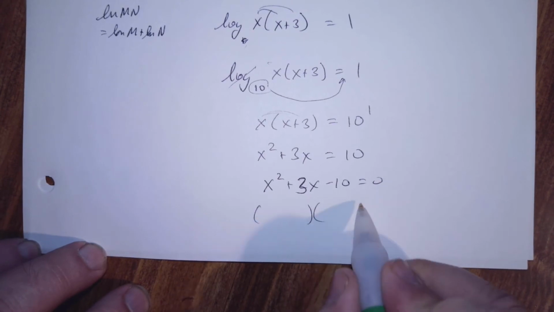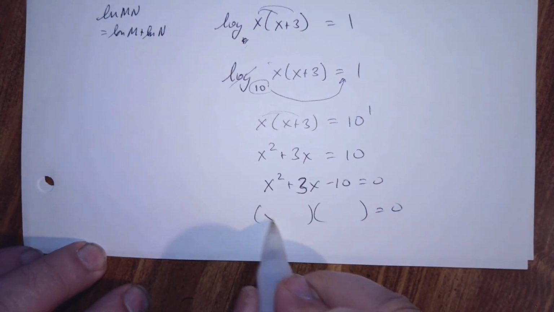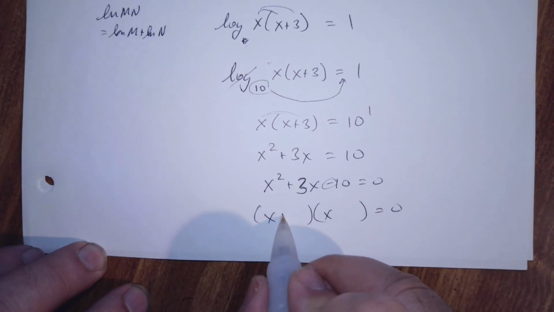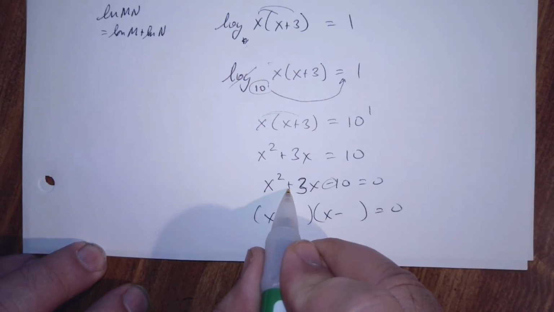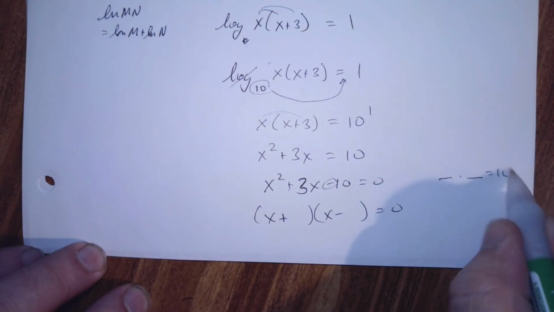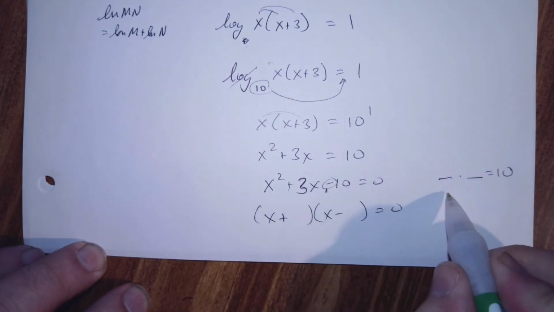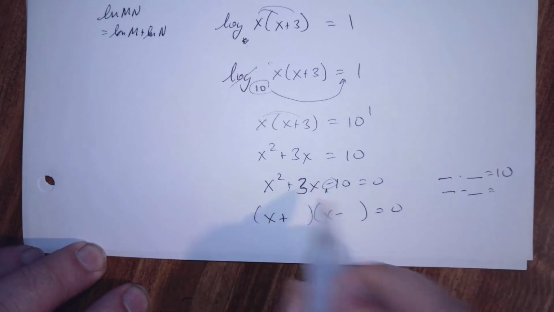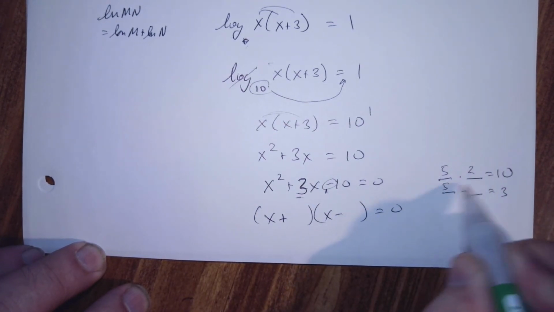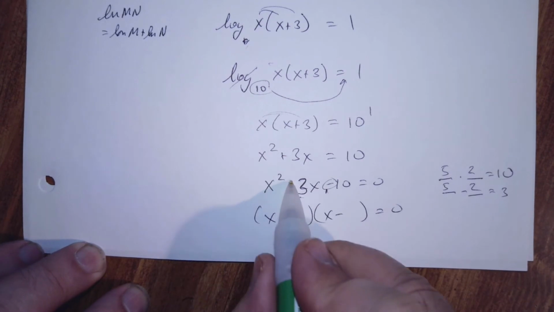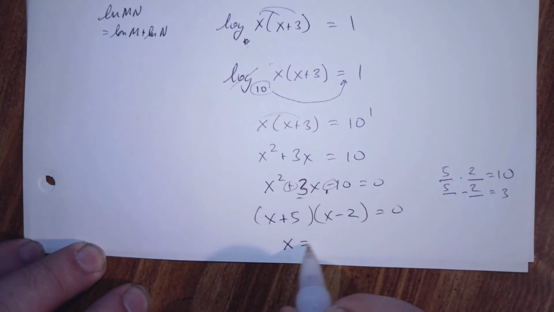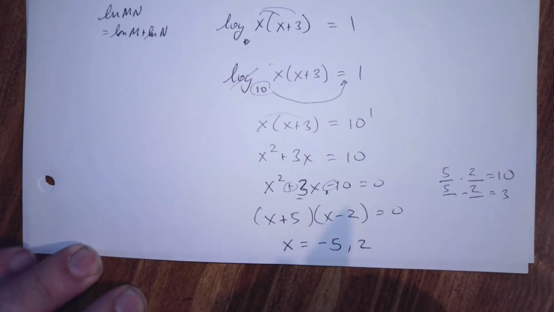And let's factor it out, if possible. x and x, that's a negative, so it's opposite signs. The bigger number gets a positive. What times what is 10? When I subtract them, I get 3. 5 times 2, 5 and 2. So the 5 gets the plus. So my answers are negative 5 and 2.